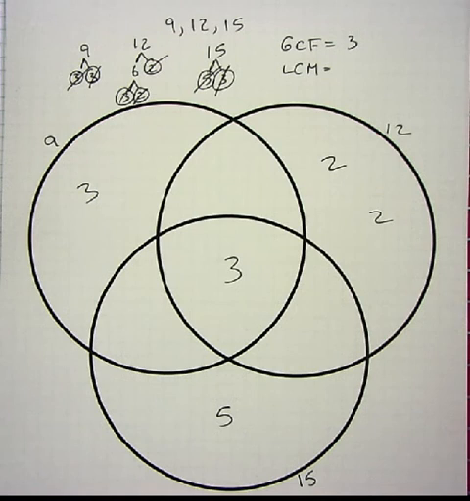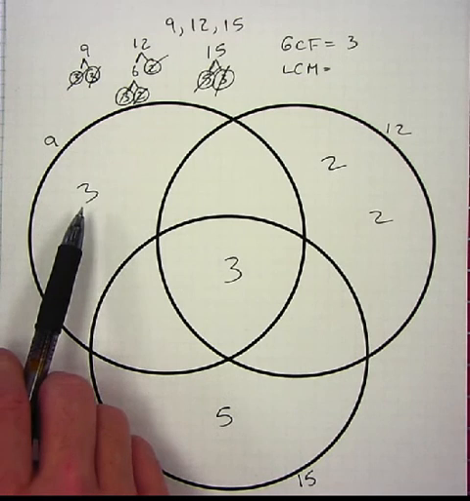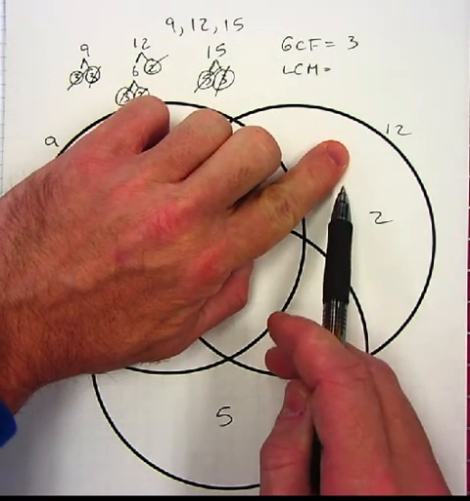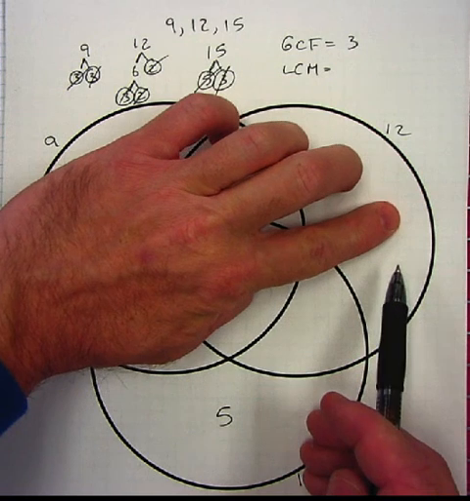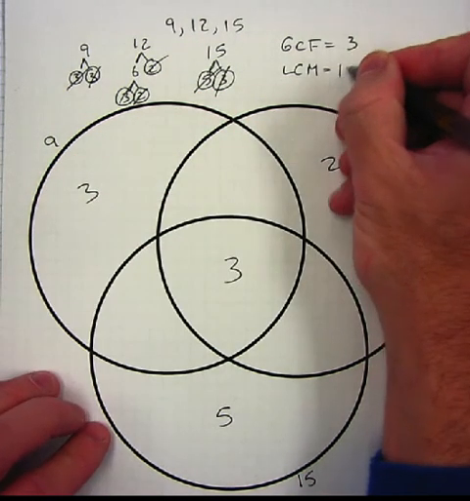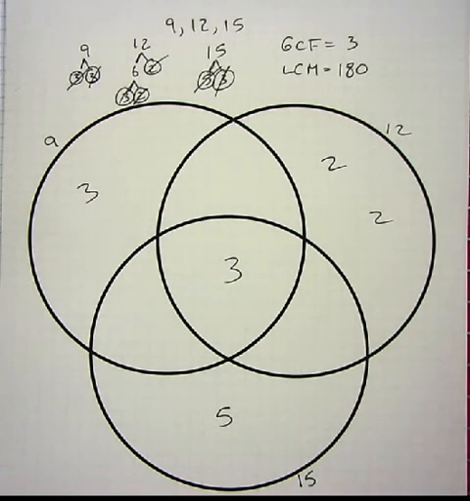Now we can calculate our least common multiple. It will be the product of all the prime factors after they've been placed in the Venn diagram. So 3 times 3 is 9. Times 2 is 18. Times 2 is 36. And 36 times 5 is 180. So our LCM is 180. The least common multiple of 9, 12, and 15 would be 180. So now you've seen how to find the greatest common factor and least common multiple of two numbers and three numbers using the Venn diagram method.